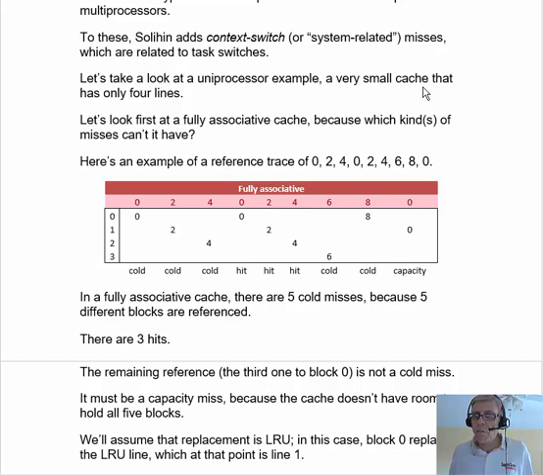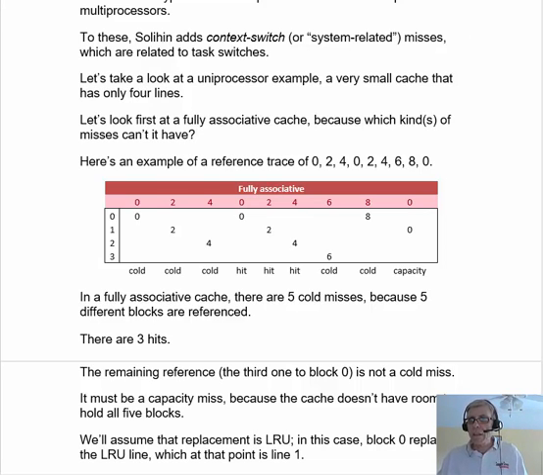So there simply wasn't room for 0 to be in the cache, even though the cache was fully associative. And as you can see, there were 5 cold misses and 1 capacity miss for a total of 6 misses. So the hit rate there is going to be 3 out of 9, which isn't very good at all, but it's startup transient, so that's all we can expect.